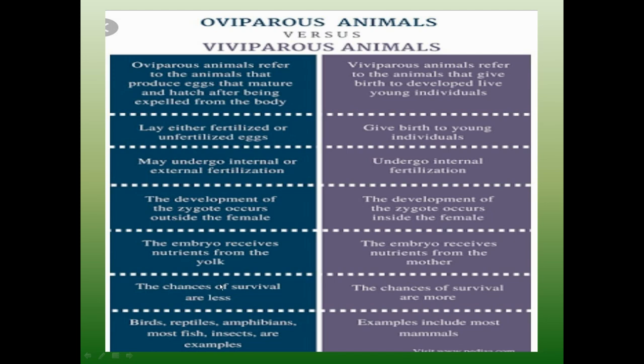The chances of survival in oviparous animals are quite low, because there is a risk to the undeveloped young one. However, the chances of survival in viviparous animals are quite high. Examples of oviparous animals are birds, reptiles, amphibians, fishes, insects, etc. And in the case of viviparous animals, the most common examples are mammals.